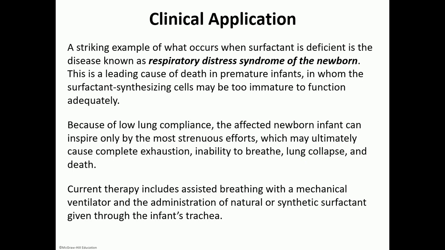So the therapy that we use nowadays is to put these babies on a mechanical ventilator. If somebody has a known history of going into premature labor, we could sometimes give that mom a shot of cortisol to stimulate the baby to make its own surfactant. If it's too late and the baby's already out, we can also administer surfactant, either natural or synthetic, given through the infant's trachea.